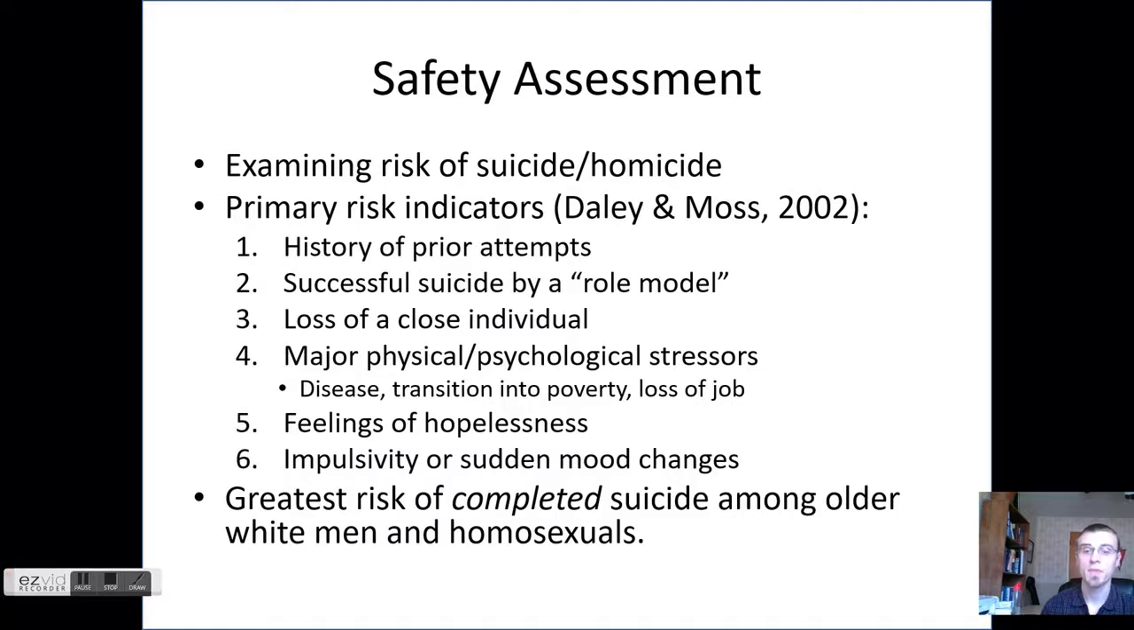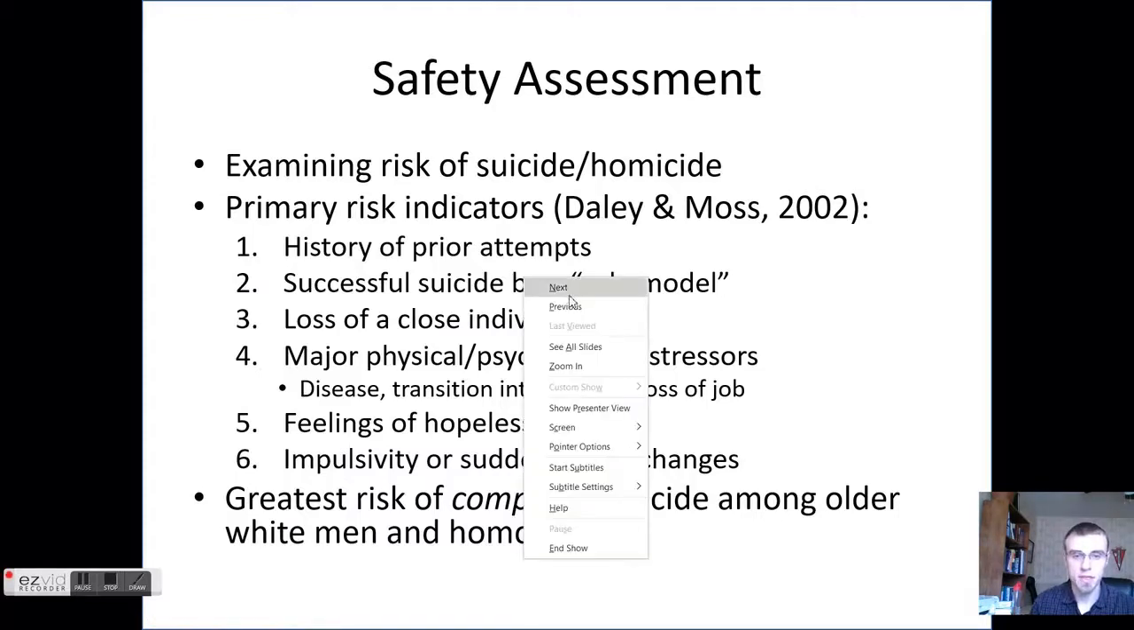The greatest risk for completed suicide, so people who are actually killing themselves, demographically is among older white men and homosexuals. Of course, that doesn't mean that everybody in that category is going to engage in suicide, but this is just another risk factor to keep in mind: that particular population has the highest risk chances overall.